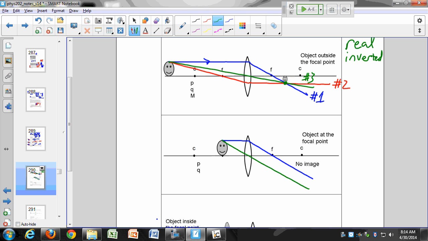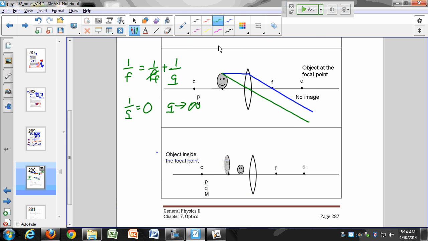We had this with the concave mirror. Remember, 1 over F equals 1 over P plus 1 over Q. If P is equal to F, if I can replace P with F, then 1 over Q equals 0, so Q approaches infinity. 1 over infinity is equal to 0. That means there's no image. The image forms at infinity, there is no image.